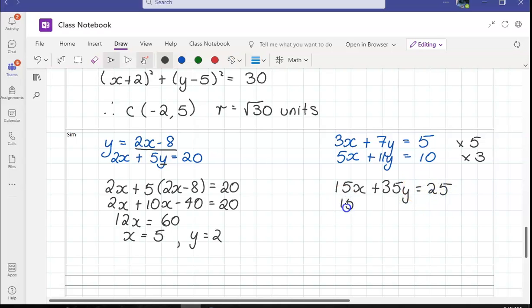And then we've got 15x plus 33y equals 30. So Dylan, you said you have to make one positive, one negative. I never do that. I know the book sometimes tells you to. I just get this and I go, right, to eliminate the 15x, do I add or do I subtract? And obviously I have to subtract. So 15x, take 15x, no x. 35y, take 33y is 2y. Ooh, nasty one. 25 take 30 is minus 5. So we get minus 5 over 2.